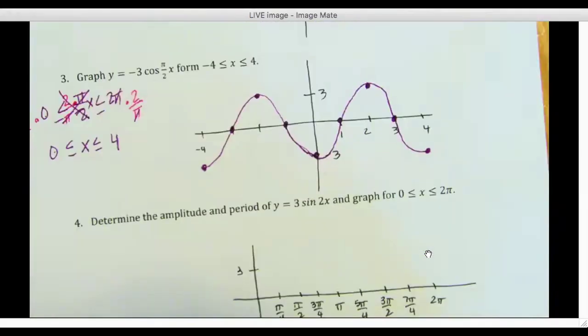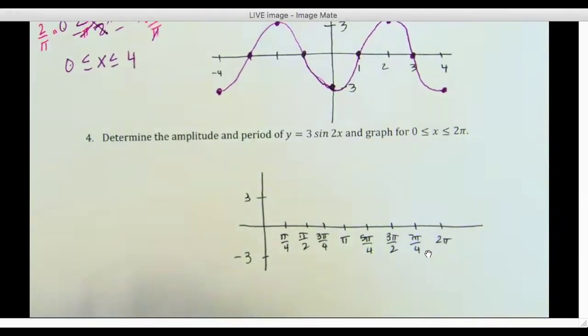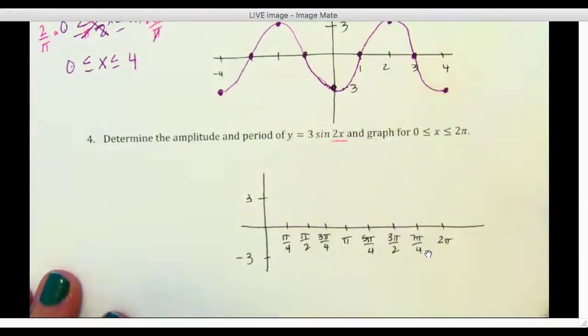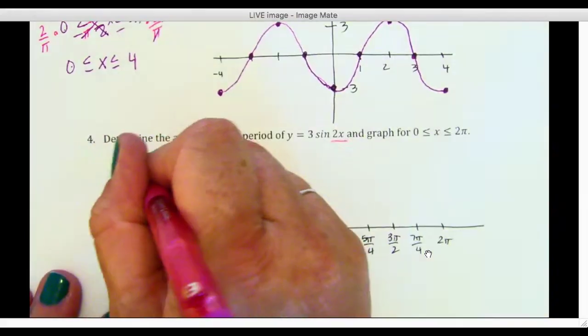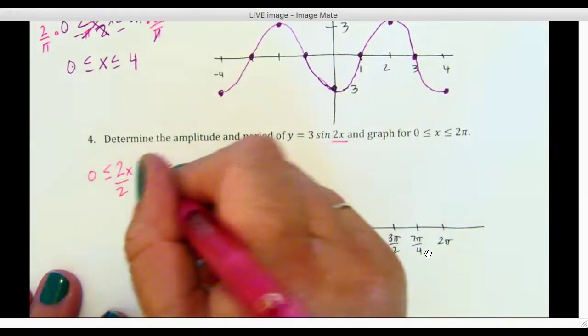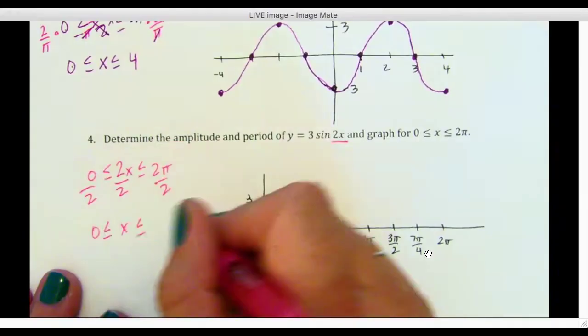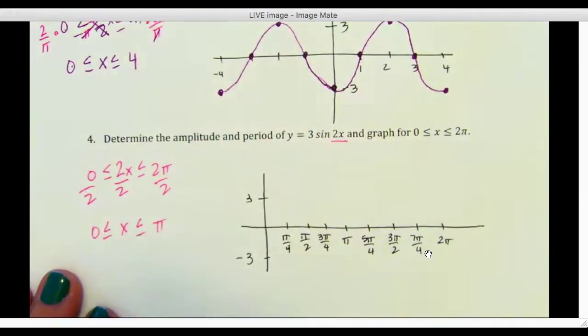The next example here says determine the amplitude and period for 3 sine 2x and then graph it from 0 to 2 pi. So now we do have a period change on this one as well. So 2x between 0 and 2 pi. We'll divide by 2 everywhere. So 0 to pi will be 1 period.